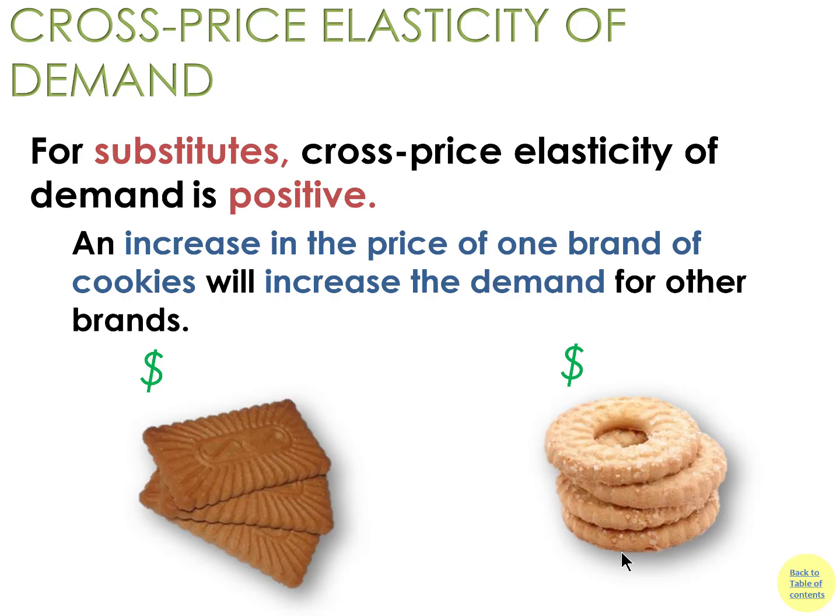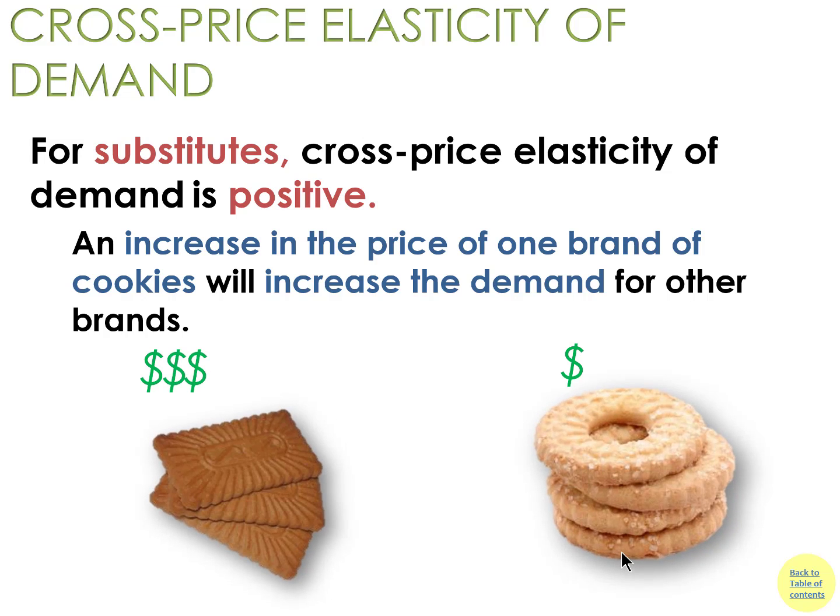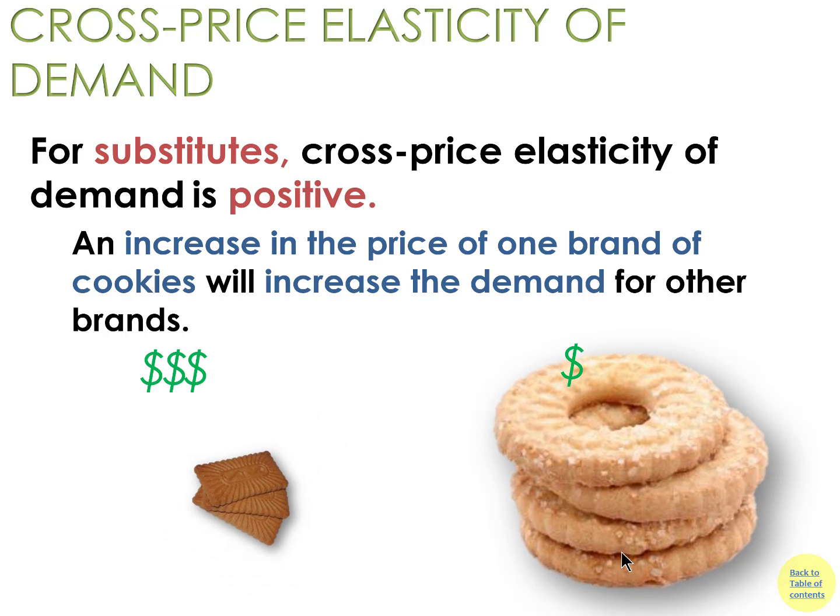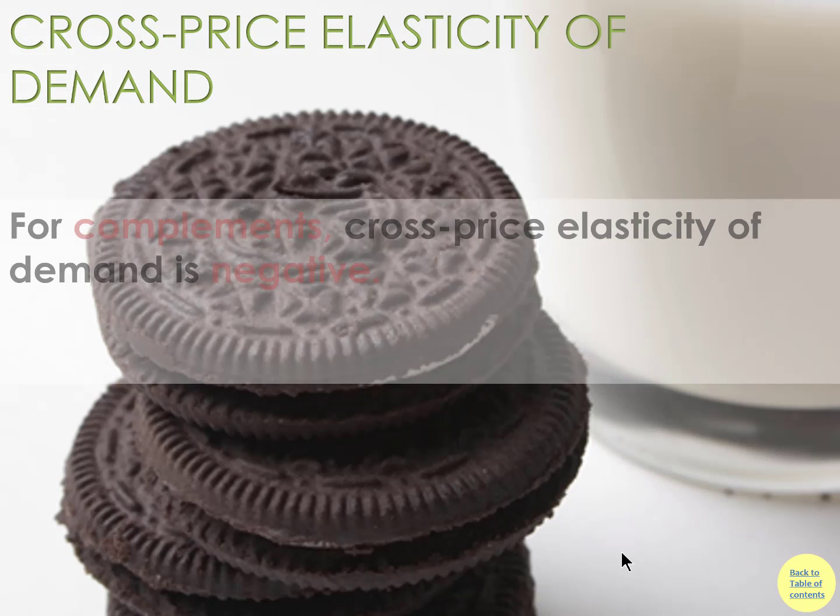For substitutes, if the increase in price of one engenders an increase in demand for the other, it's likely that the two goods are substitutes. If the price of the cookies on the left rises and you in turn buy more of the round cookies on the right, it probably means that you consider them to be substitutes. And so the percent change in price on the left is positive, and the percent change in quantity demanded on the right is positive as well, and that means you have a positive sign on your elasticity.